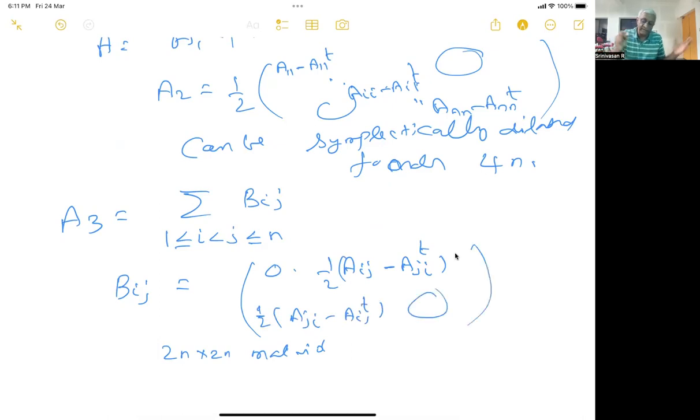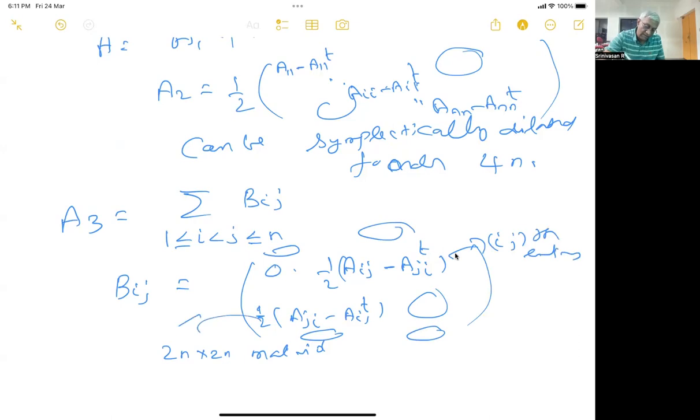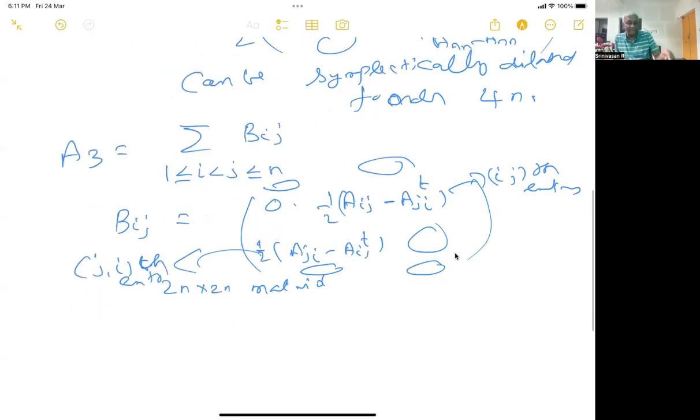So it's 0 everywhere else. The ijth entry is that, the jith entry is this, and 0 everywhere else also. Here also it's 0, here also it's 0. It's like this. This is the ijth entry, and this is the jith entry. This is what Bij is.